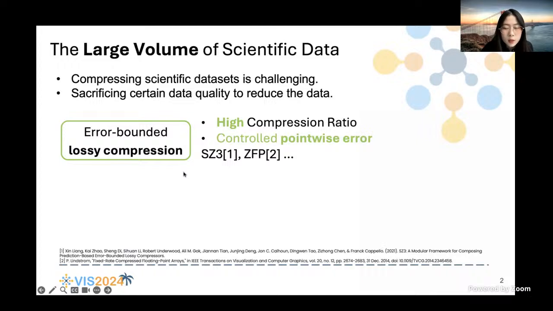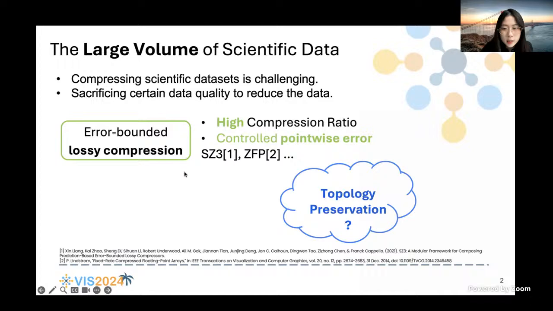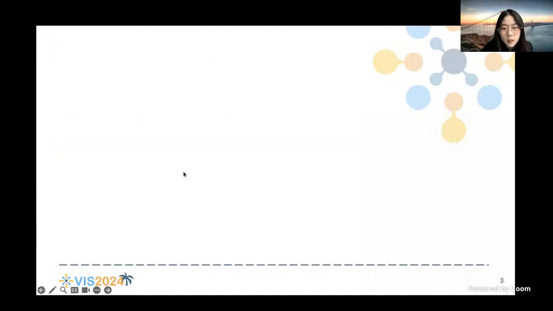For example, SZ3 and ZFP are two of the state-of-the-art lossy compressors these days. And the arrow bound could control how much quality we can sacrifice to reduce the data. Well, this is good for controlling the data quality, but one question is whether it could preserve the topology in the data or not. And the answer is no.